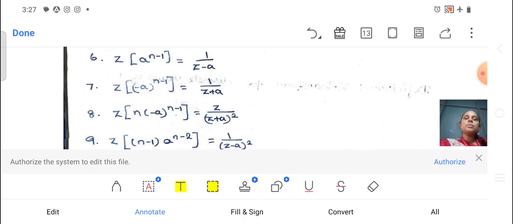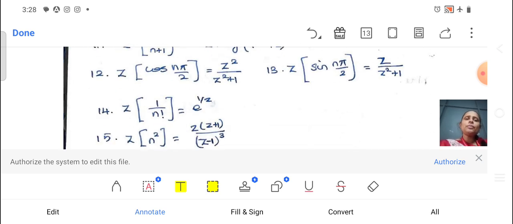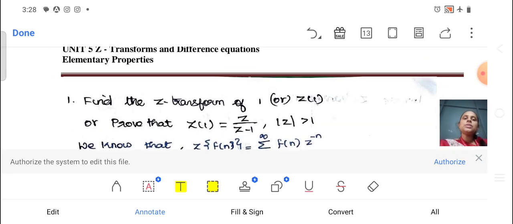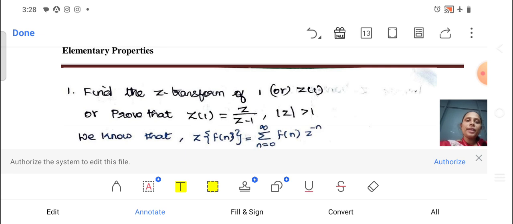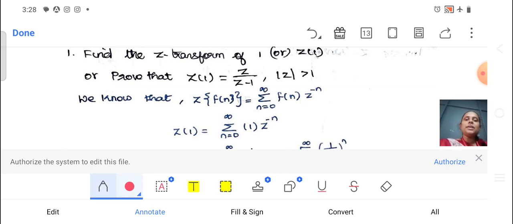Similarly, we are going to see some important properties. Find the Z transform of 1. Prove that Z of 1 equals z divided by z minus 1, where mod z is greater than 1. We know the formula Z of f of n equals summation n varies from 0 to infinity of f of n z power minus n. Here what is our f of n? Here the f of n value is 1.